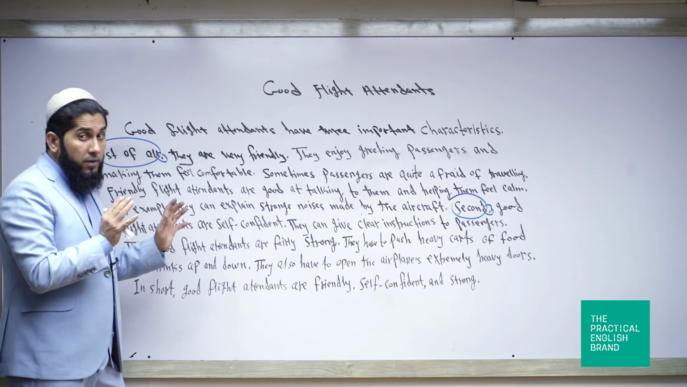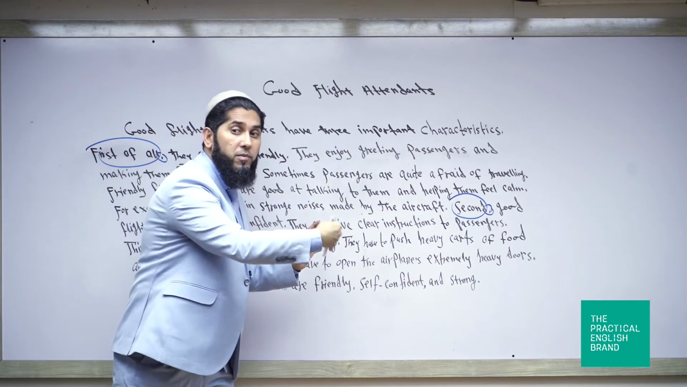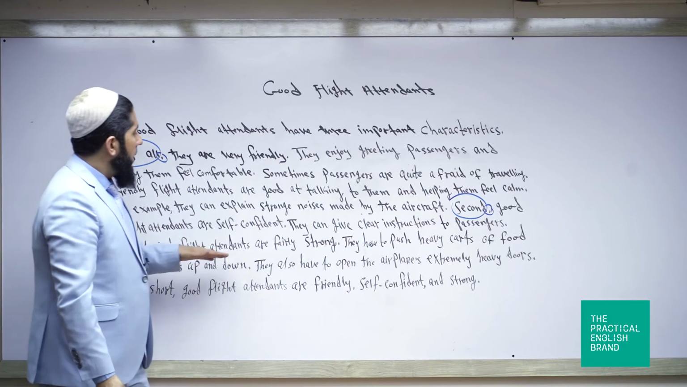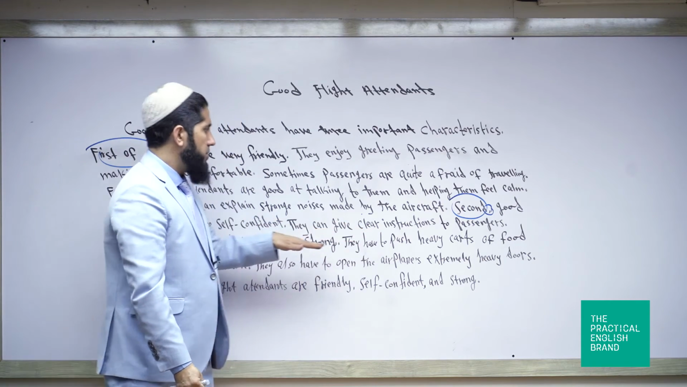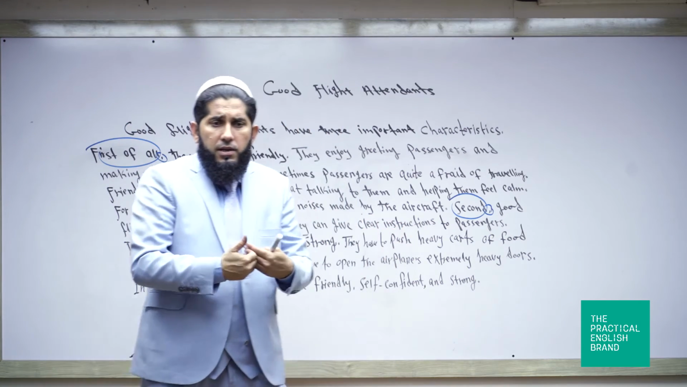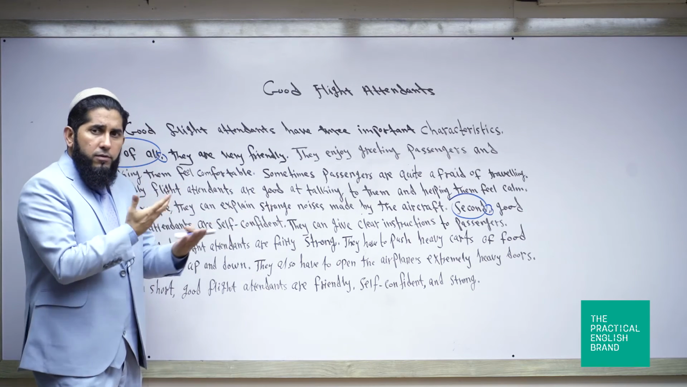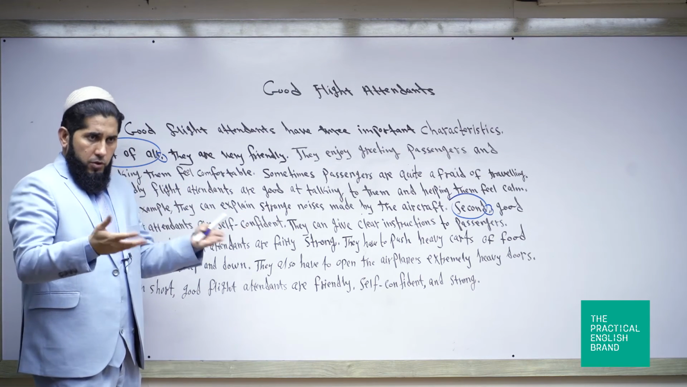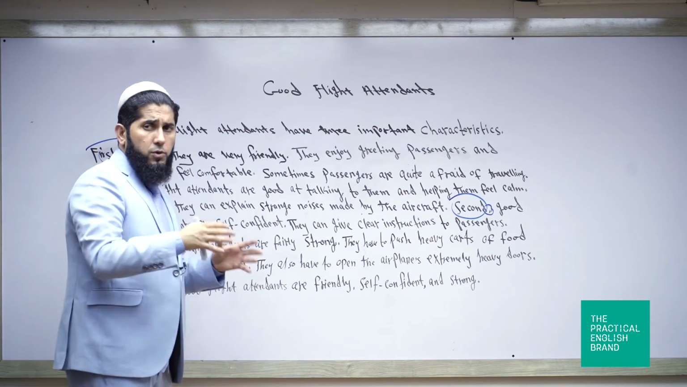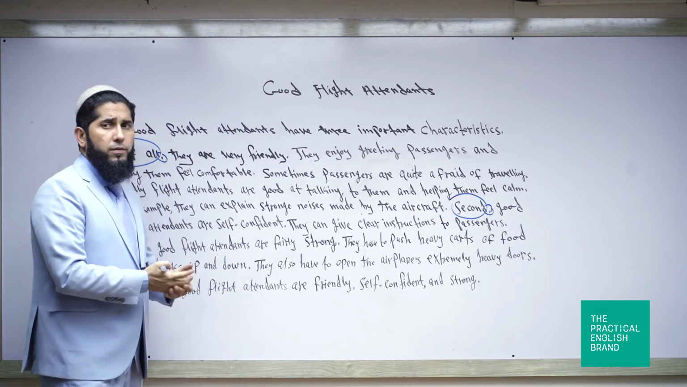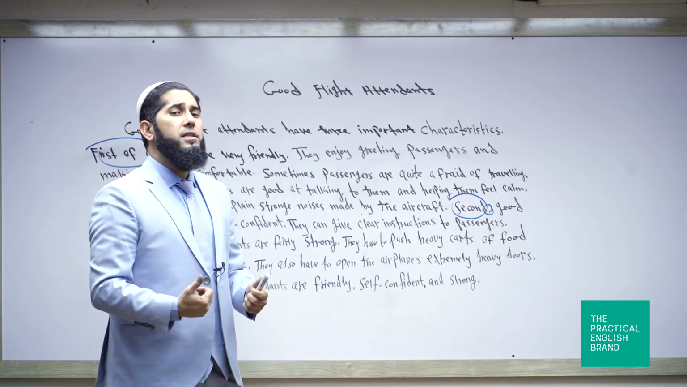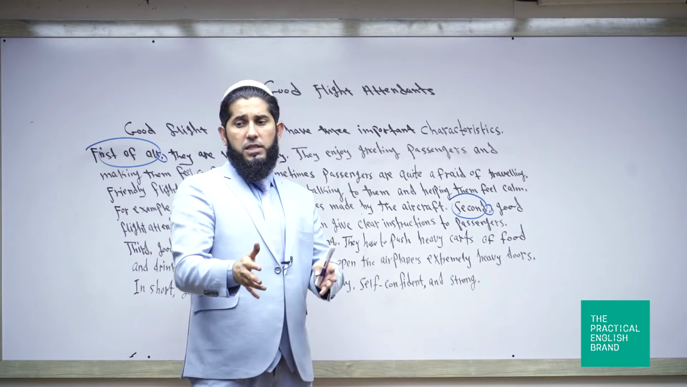Now, if they are self-confident, we need some details and examples in order to explain how they are self-confident, right? They can give clear instructions to passengers. If someone doesn't have self-confidence, they cannot give clear instructions, right? So they are confident. They know what's going on in the airplane, right? So if something goes wrong, or if there's some kind of noise, or for example the airplane is shaking, they have the ability to give clear instructions about what the passengers should do.